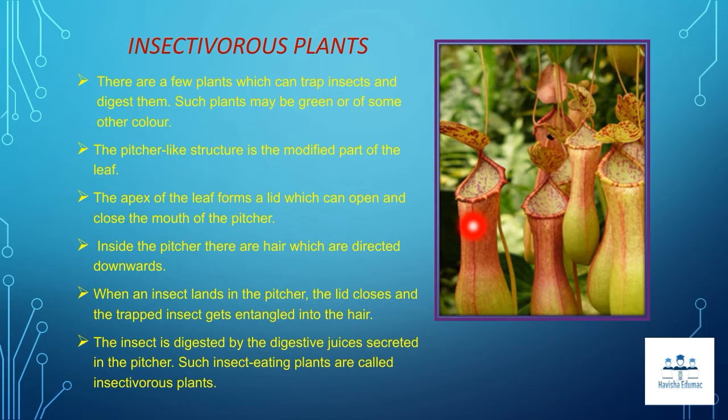The pitcher-like structure is the modified part of the leaf. The apex of the leaf forms a lid which can open and close the mouth of the pitcher. Inside the pitcher, there are hairs which are directed downwards. When an insect lands on the pitcher, the lid closes and the trapped insect gets entangled into the hair. The insect is digested by digestive juices secreted in the pitcher. Such insect-eating plants are called insectivorous plants.